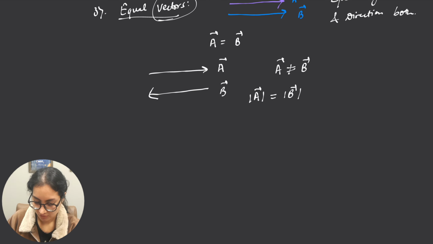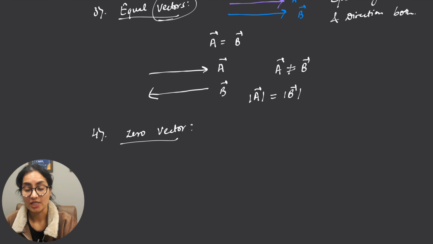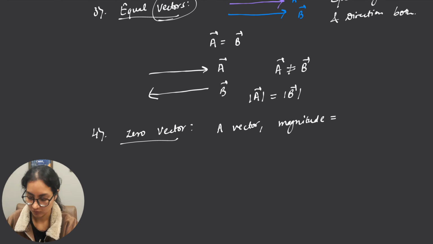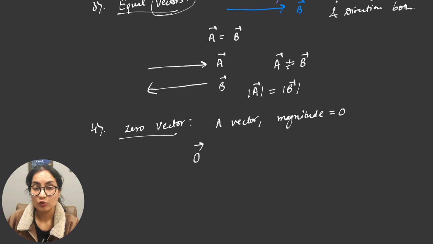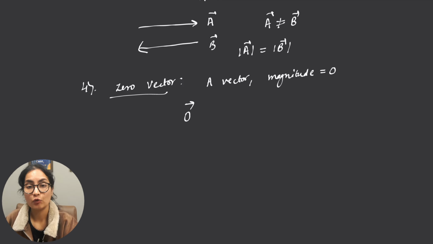Fourth definition is of the zero vector. A zero vector, as its name suggests, is a vector which has magnitude equal to 0, and it's denoted by 0 with an arrow on top of it. And we will talk about zero vectors in the further lectures, why a zero vector exists, why not just 0, why we need a zero vector.